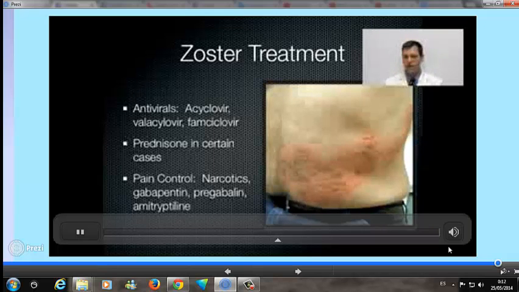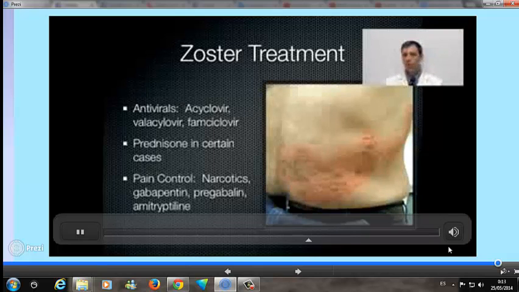Prednisone in certain cases is recommended, but that's really only for cases where there is severe pain, or where the eye or the ear is involved. We think it might decrease some of the damage to the nerves in those very sensitive areas.